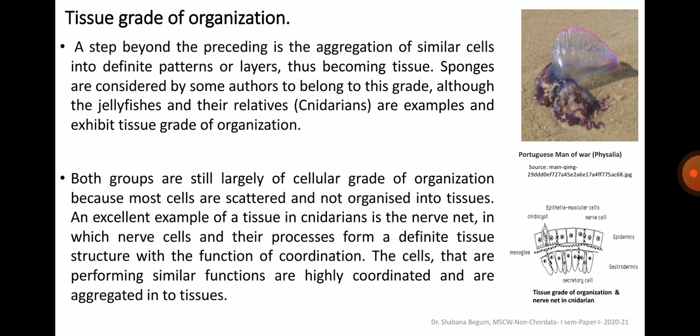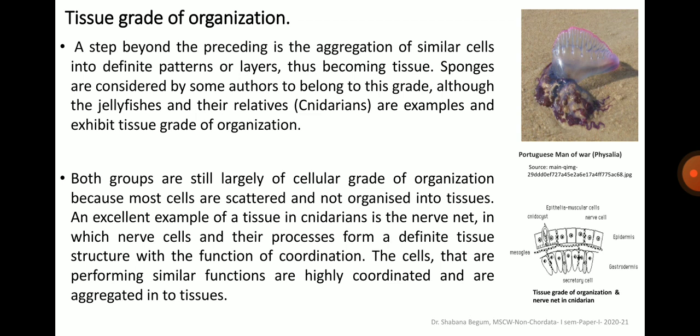Both the groups are still largely of cellular grade of organization because most cells are scattered and not organized into tissues. An excellent example of a tissue in cnidarians is the nerve net, in which nerve cells and their processes form a definite tissue structure with the function of coordination. The cells that are performing similar functions are highly coordinated and are aggregated into tissues.